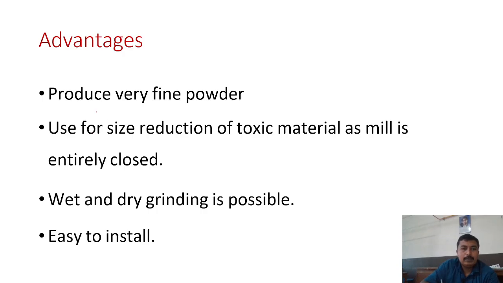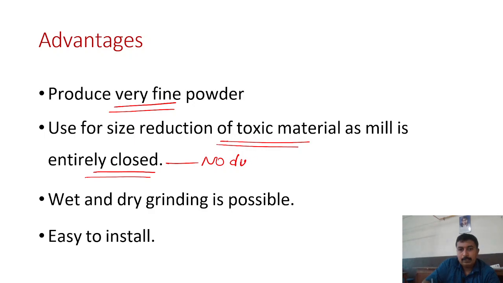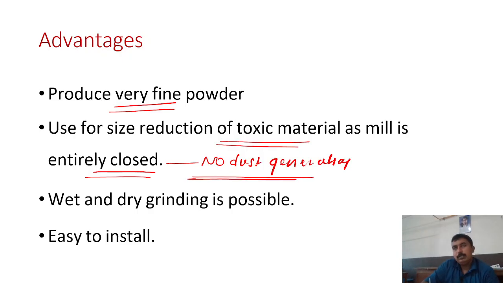What are the advantages? It produces very fine powder material compared to hammer mill. Size reduction of toxic material is possible. Why? Because the mill is entirely closed. No dust generation will take place, and as dust generation does not take place, it will not cause any toxic effect of the material to the health of the workers who are operating this particular ball mill. So it is a completely closed mill. That's why dust generation will not take place.